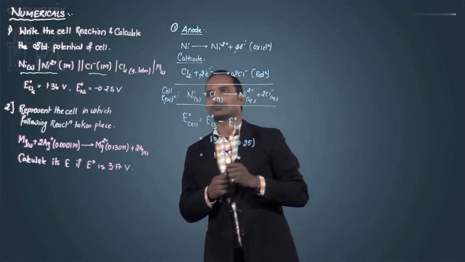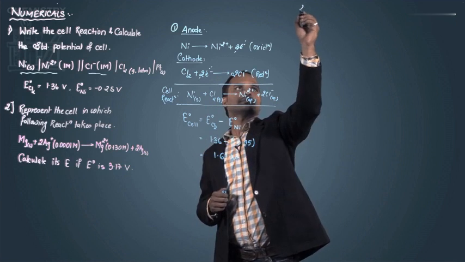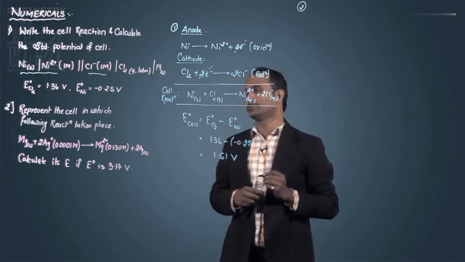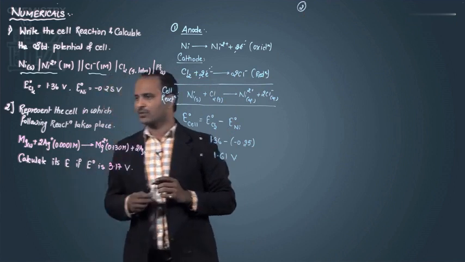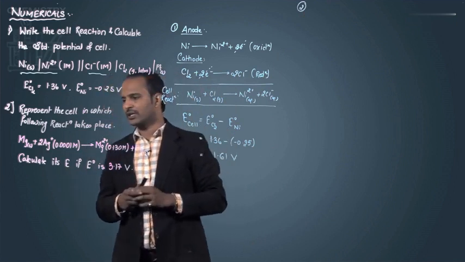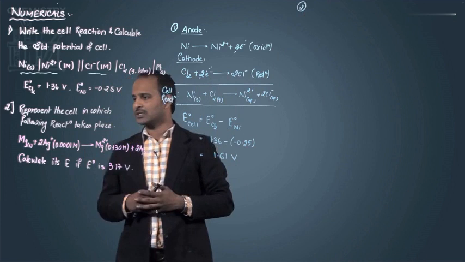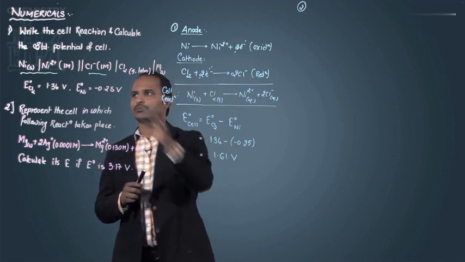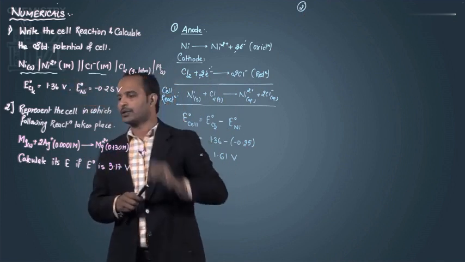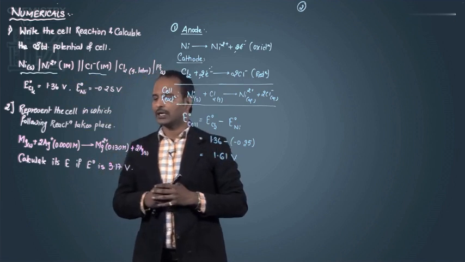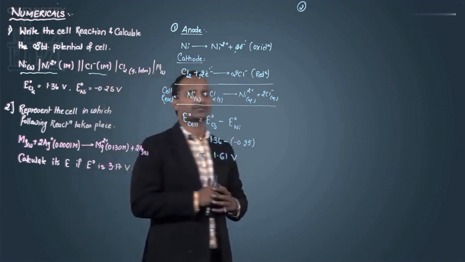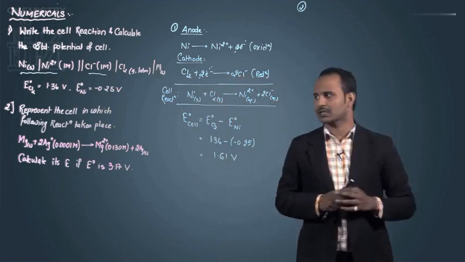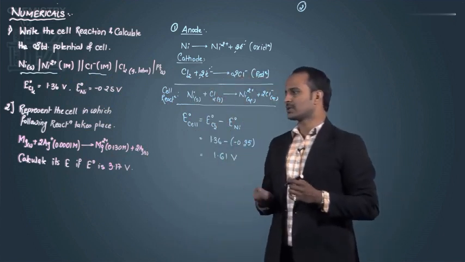Now let's see the second question. Again a reaction is given: represent the cell in which the following reaction takes place. There is a reaction going on in a cell and we have to represent it, that means write it in cell notation. Then calculate E if E naught is given. E naught is given and we have to calculate E, so we are going to use the Nernst equation in this case. First we have to write the representation.